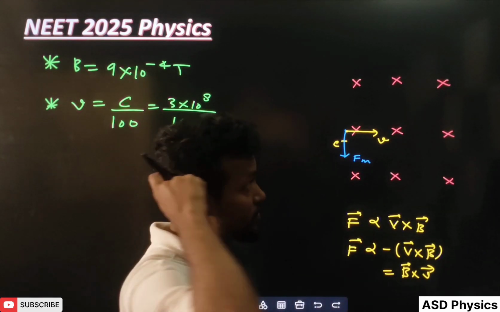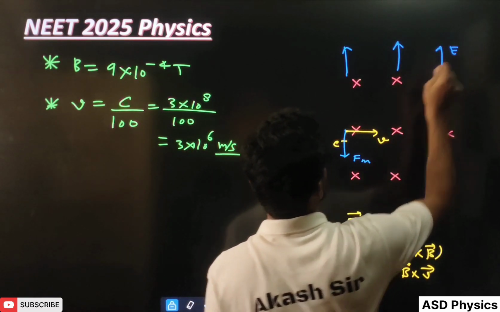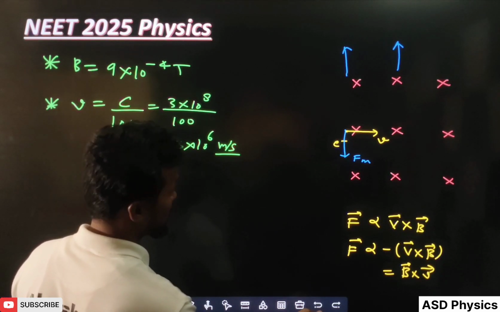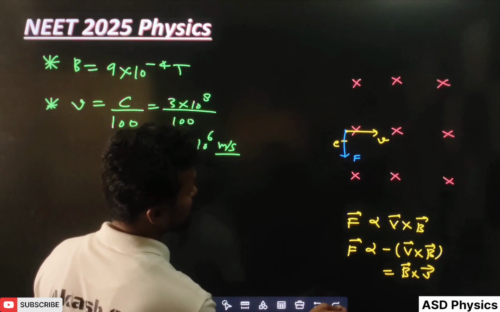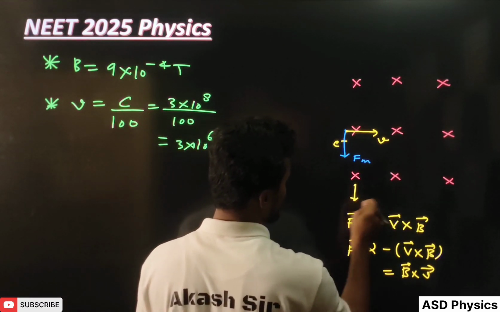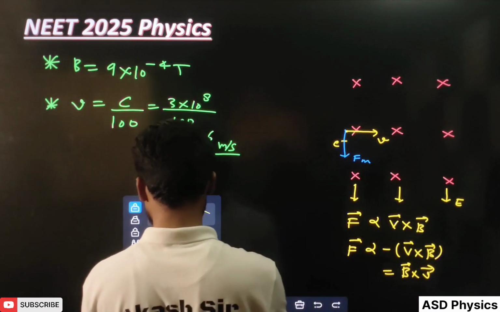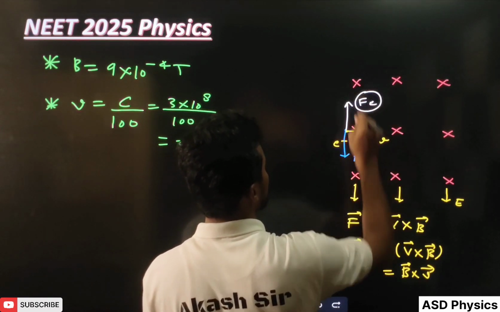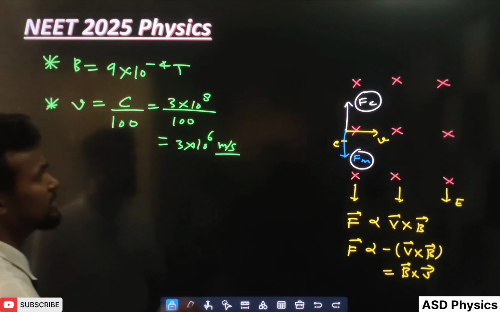Then the electric force we have to apply in which direction? Because the charge is negative, the electric field should be in the downward direction. Then only this negative charge will experience electrostatic force in the upward direction. So this is Fe, this is Fm. When both forces are balanced, it will go straight without any deflection.